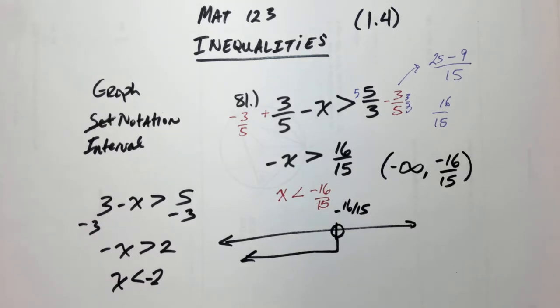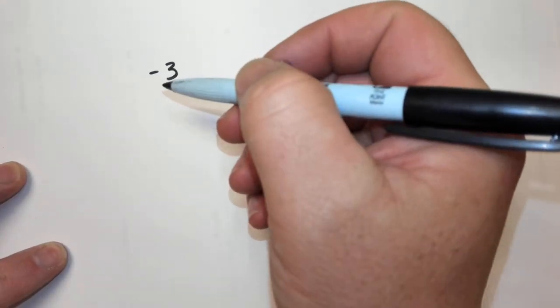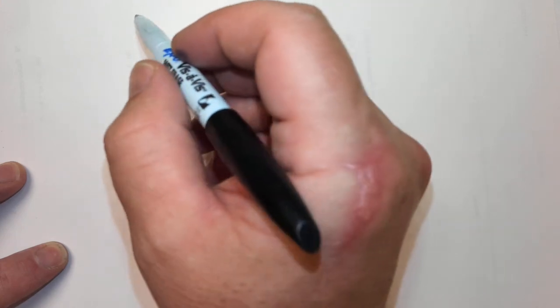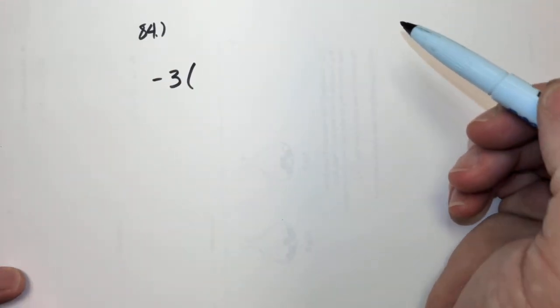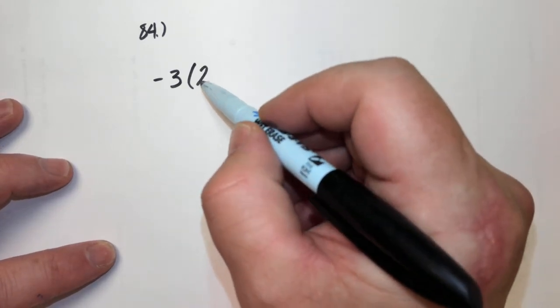Other questions? Alexa, questions? No? Okay, Mr. Flowers, you ready? All right. We're going to do 84. This is the last one we're going to do. 84. However you want to say it, it's fine with me. I'm not here to judge.